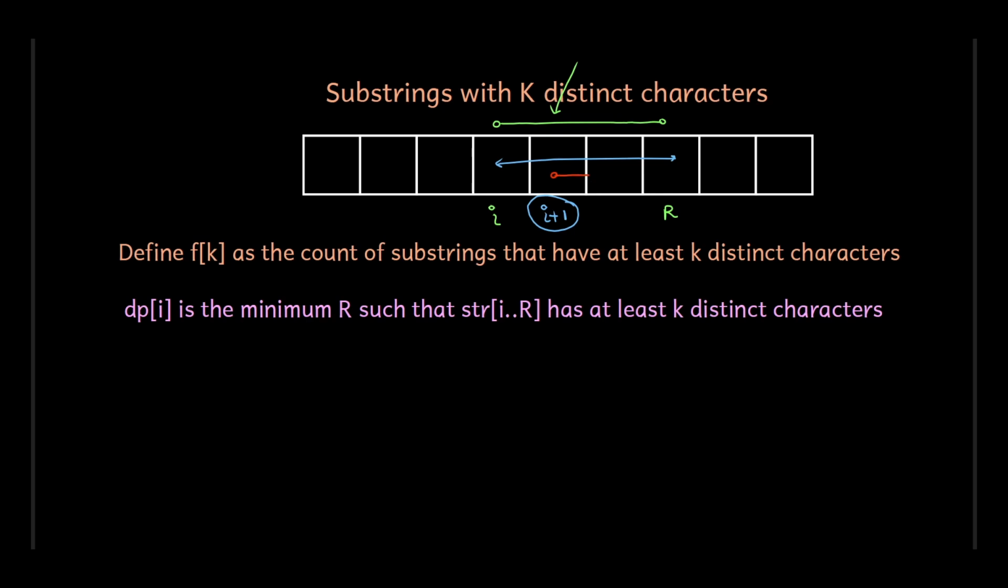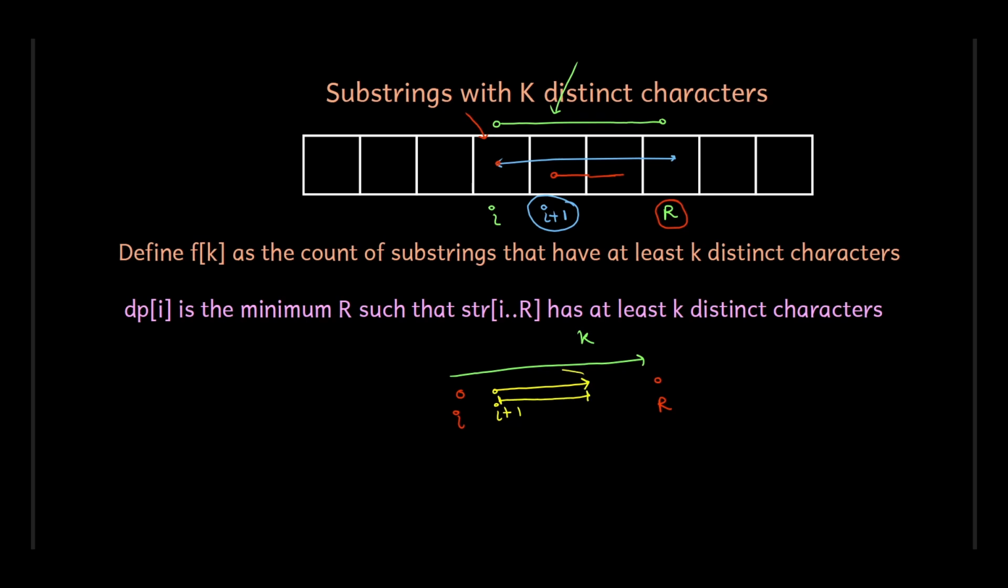But now notice that if I had to stretch as far as R to find k distinct characters, would you stop before R? The answer is no. Suppose this is I and this is R. I had to stretch from here till here to find k unique characters. So our claim is that when you start your journey at I plus 1, you cannot stop early. Why? Because if you stopped early, it means you found k unique characters.